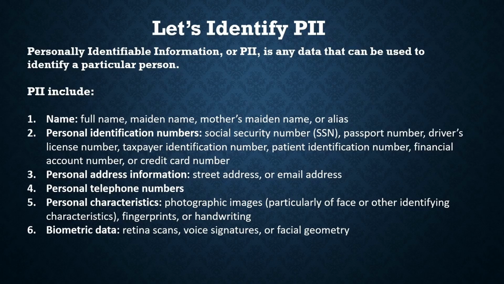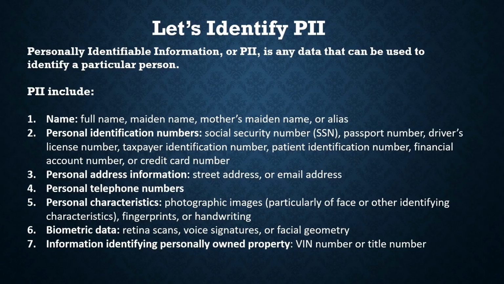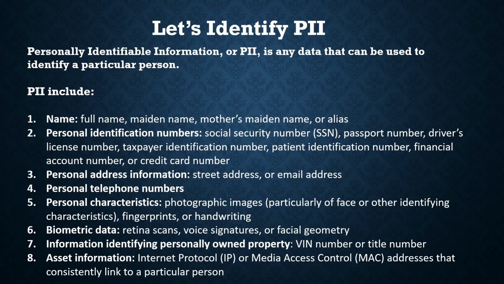Next is biometric data, that is retina scans, voice signatures, or facial geometry. Next one is information identifying personally owned property, that is VIN number or title numbers. Last is asset information such as internet protocol, that is your IP address, your MAC address, that is media access control address, that is consistently linked to a particular person. Like I'm using this particular laptop to record my videos, so obviously I also have this MAC address and I also have this IP address. So these addresses are particularly linked to a person.